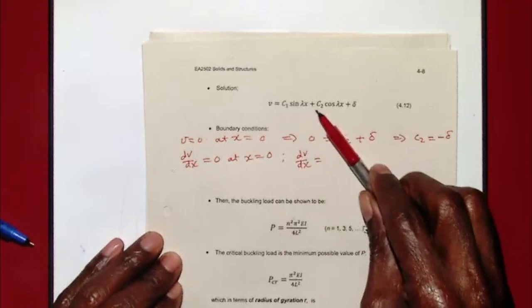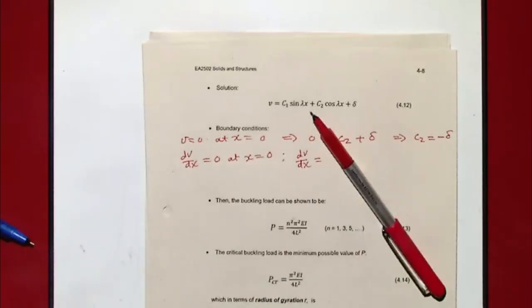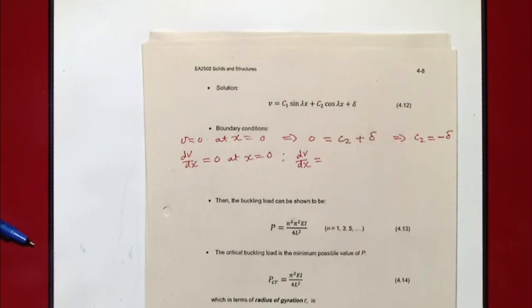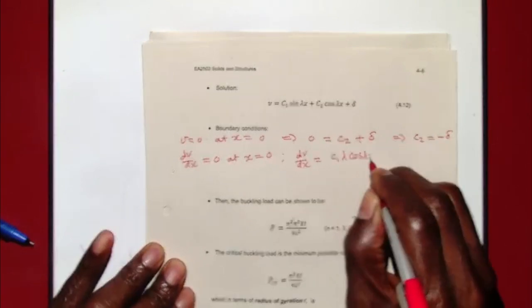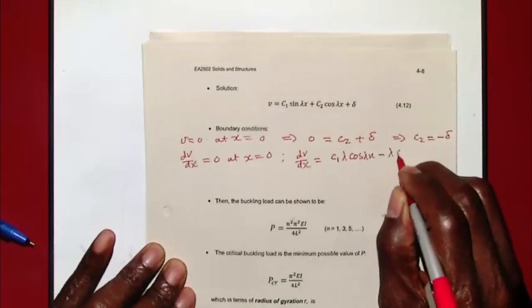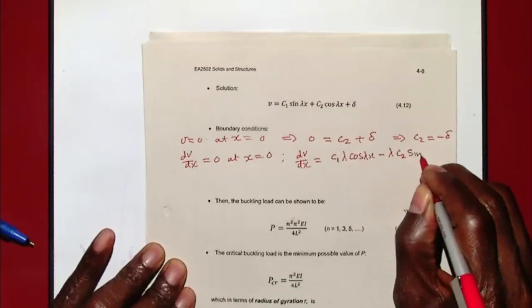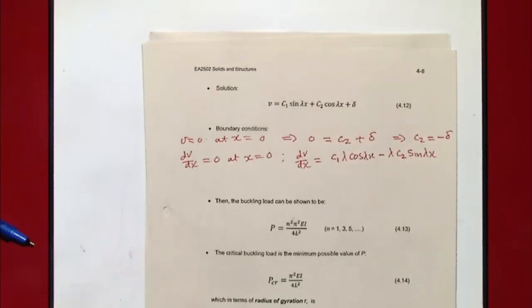So if I differentiate this, what do I get? Minus lambda c cosine lambda x. Minus lambda c1. Oh, okay. No, it's not, just plus. So it is plus. That's right. So we have c1 lambda cosine lambda x, and we have minus lambda c2 sine lambda x. And there's no delta because delta is a constant.